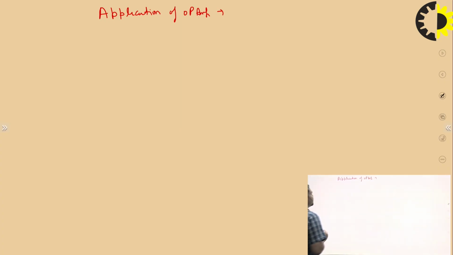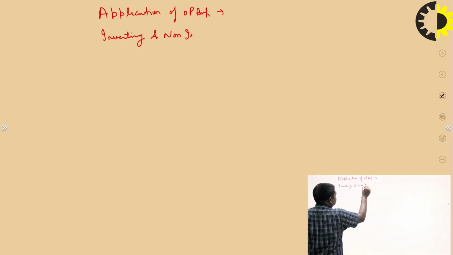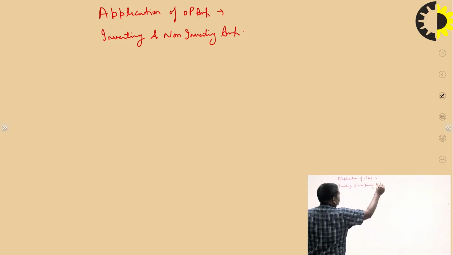The first application of op-amp is inverting and non-inverting amplifier. So this is a very, very important topic. What is the meaning of inverting amplifier? If we want the output to be 180 degrees out of phase, and also we want amplification of that particular input, so we use an inverting amplifier.